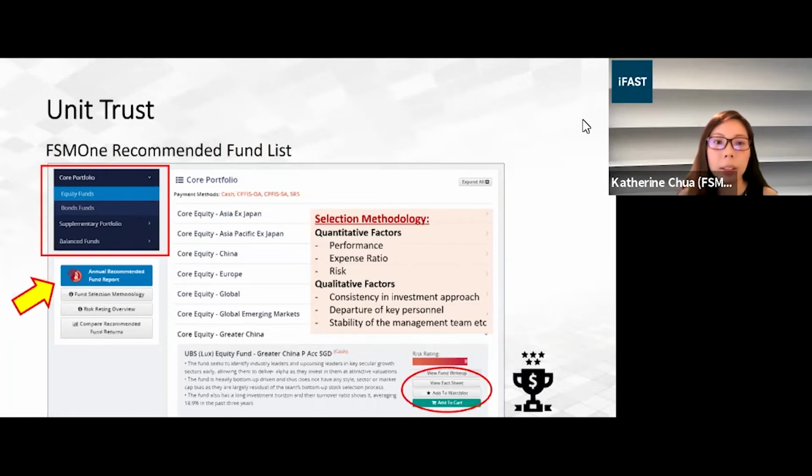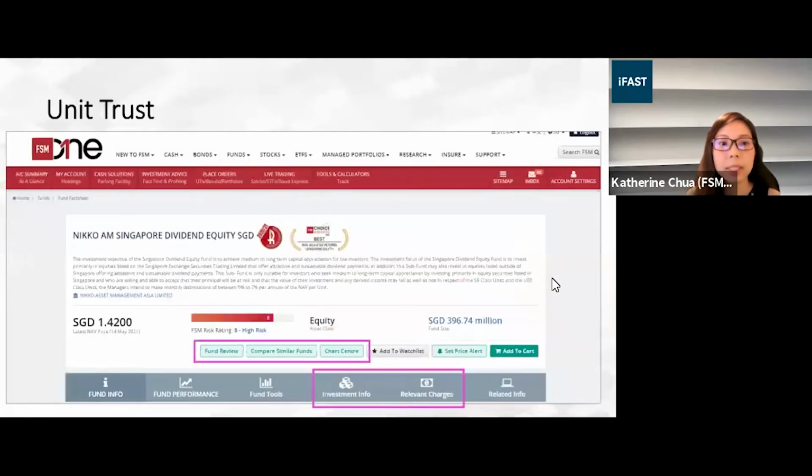So I do think that this list would be a good starting point for investors, and it is actually refreshed every year. You can even click on this thing called the View Fund Write-Up to actually read the review on why we actually like this fund compared to its peers. So more on our website is that for each of these funds, you will be able to see the actionable buttons on the product landing page.